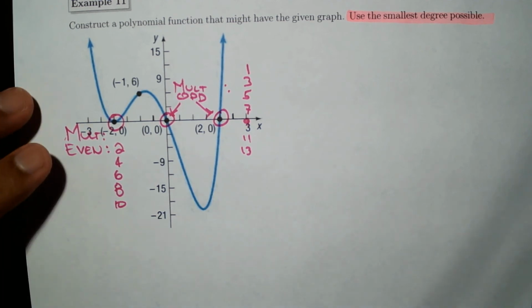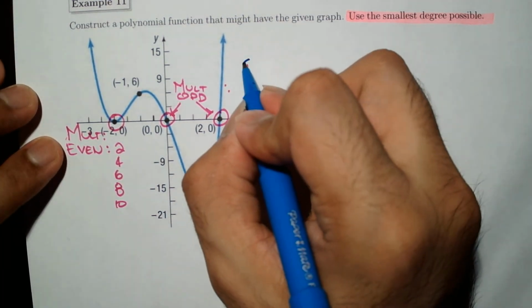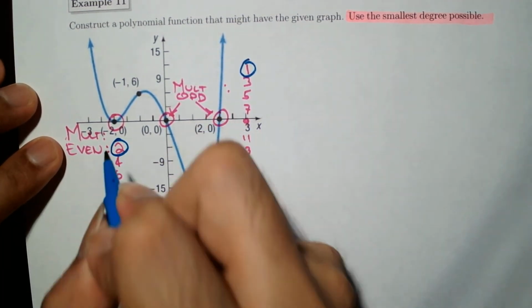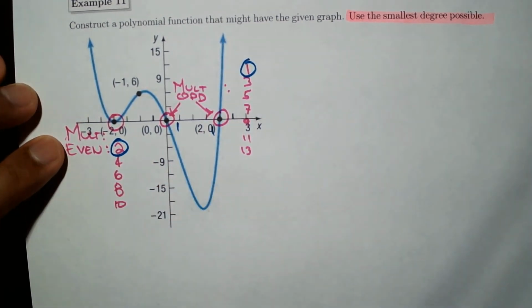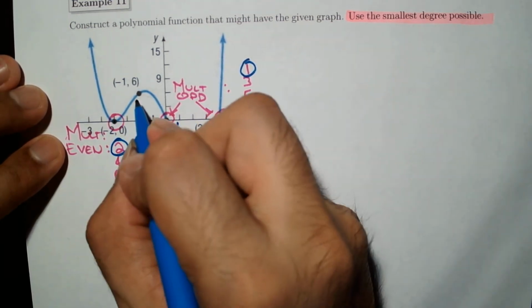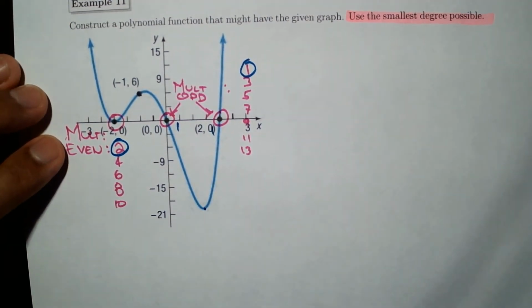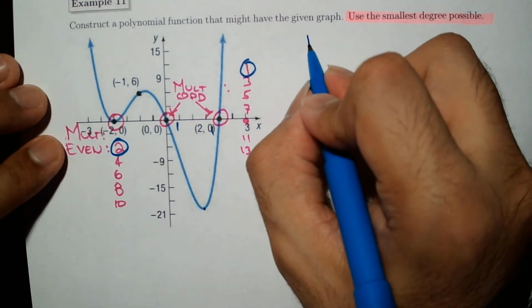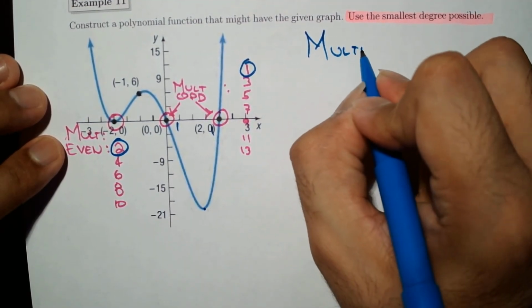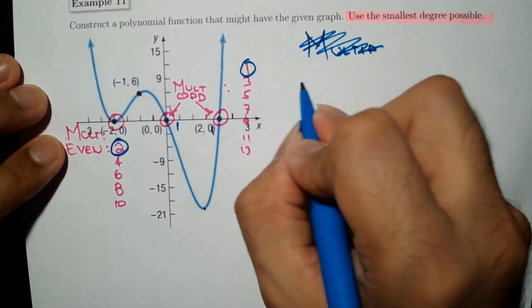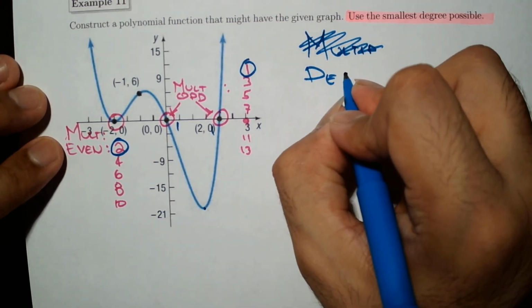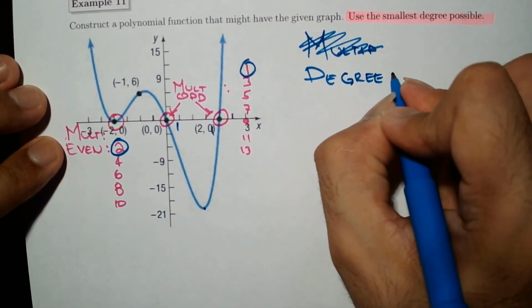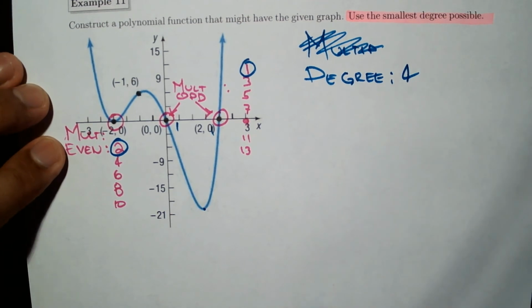The smallest degree will be obtained by choosing the smallest in this case. So multiplicity 1, multiplicity 1, multiplicity 2. So how many turning points? 3 turning points. That's 1 less than the overall degree. So actually degree, not multiplicity. Multiplicity is for each individual zero. Degree is for the overall polynomial. The degree must be 4.